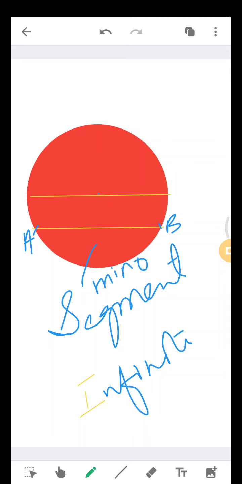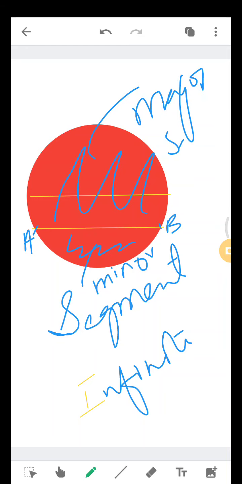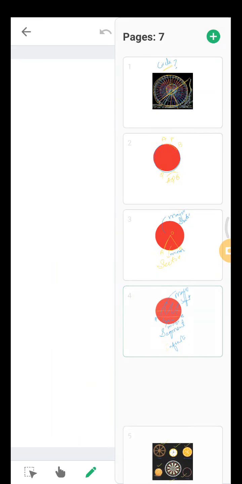The bite of the biscuit which you have taken, this part is called minor segment. Then the leftover, remaining part is called major segment. So what is the difference between segment and sector? The segment is formed when a chord divides a circle into two parts. They can be equal, they can be unequal. If the diameter divides the circle, it forms two equal segments.